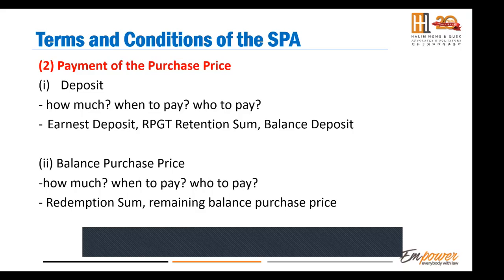Okay. This balance purchase price, what do we normally use it for? First, the redemption sum, if the property is charged or assigned to the bank. Sometimes we also use it to deduct the apportionment of outgoings, and also sometimes the rental deposit. If the property is sold together with the tenancy, the apportionment of the monthly rental as well. Only the remaining balance purchase price, after deducting all those, will be released to the vendor. Okay.